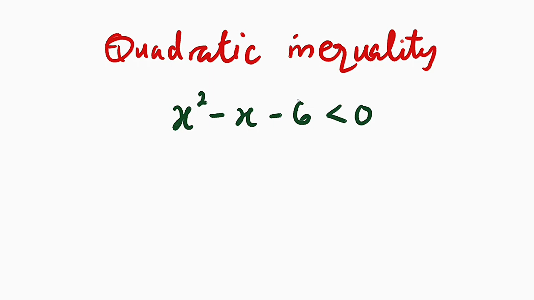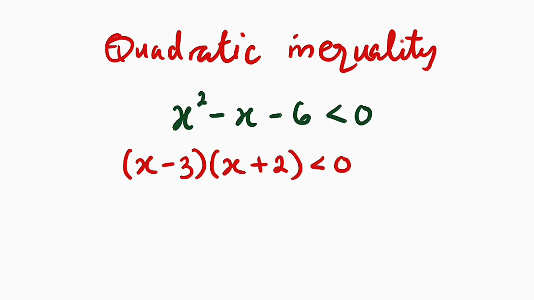Think of two numbers that you can multiply together to get -6, and when you add them together, you get the coefficient of x, which is -1. And the numbers are -3 and +2. So we have (x - 3)(x + 2) < 0.